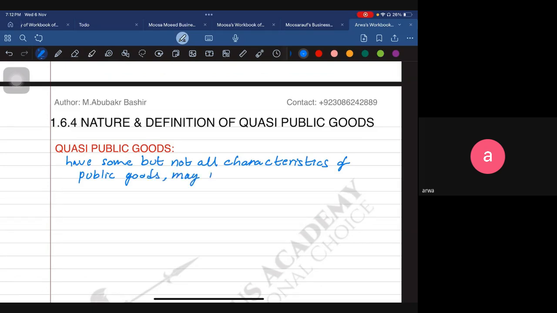So there may be a situation where they may not be either non-excludable or non-rival. So there might be a situation where the good is rival but non-excludable. And in some places, the good is non-rival but excludable.